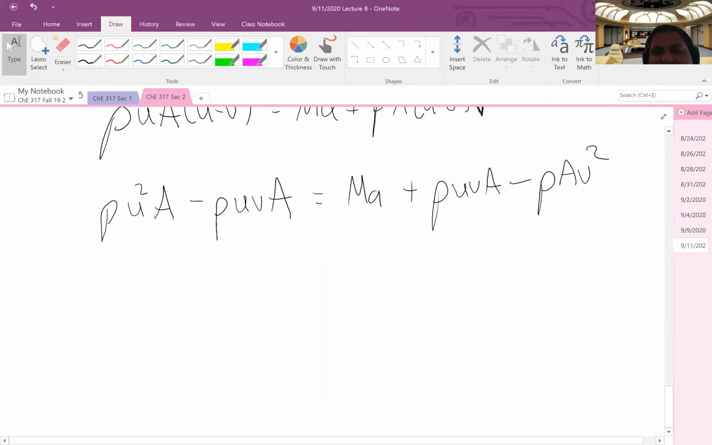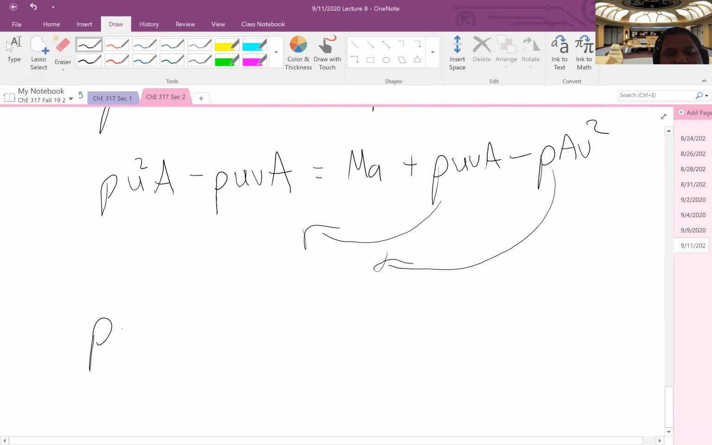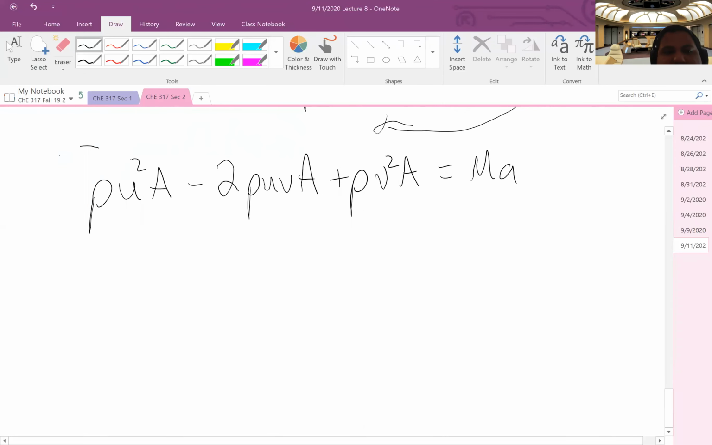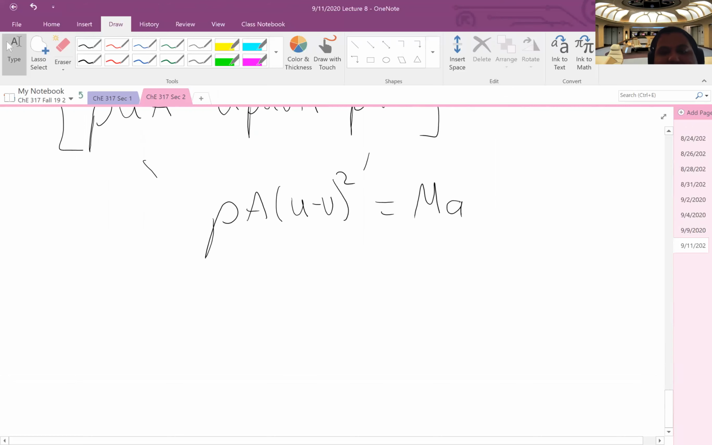if I put everything on this side of the expression, what I'm left with is rho u squared A minus 2 rho u v A plus rho v squared A equals mass times acceleration. Now the good news is I can factor this such that it simply becomes rho A (u minus v) squared. And that tells me my acceleration is simply rho A over the mass times (u minus v) squared.